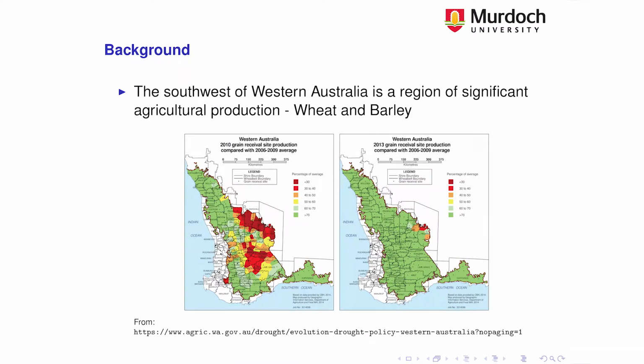So why do we care about that? This is a map of the southwest, and the plot on the left shows you grain receival site production for 2010 compared to the 2006-2009 average, and the one on the right here is 2013. So red is bad. Turns out that 2010 was a very, very dry year for the southwest.